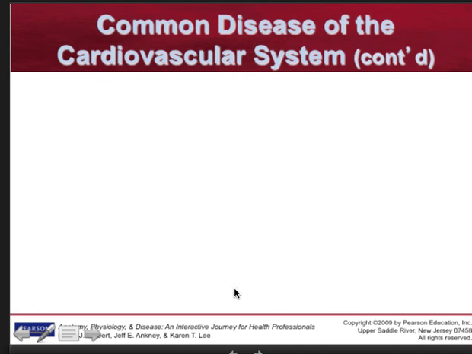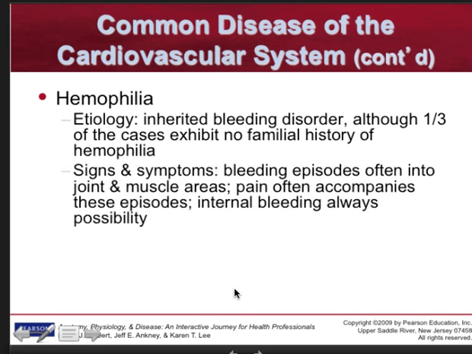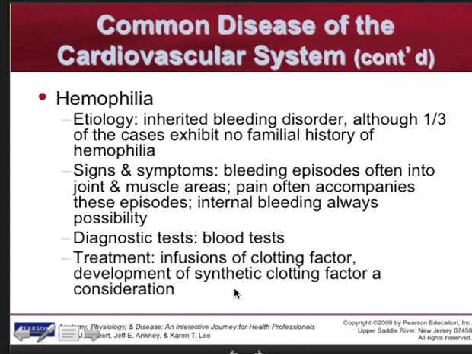Hemophilia is an inability to clot, so you hemorrhage spontaneously. It can be inherited, although a third of the cases have no history. Signs and symptoms are bleeding episodes into the joints and the muscles. Pain often accompanies these episodes. Internal bleeding is always a possibility. Diagnosis includes blood tests, and the treatment includes infusion of clotting factor.